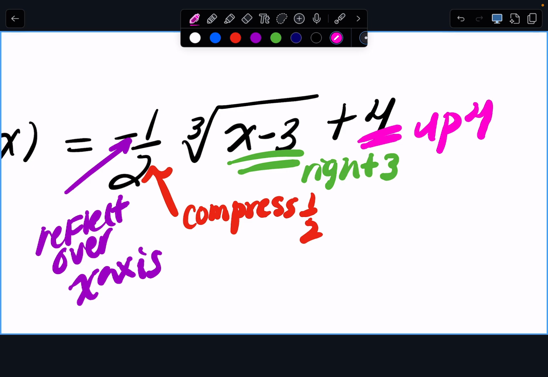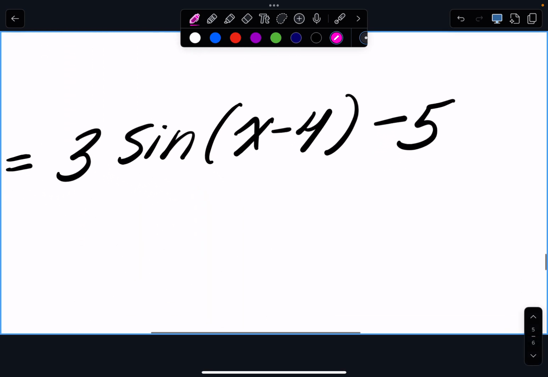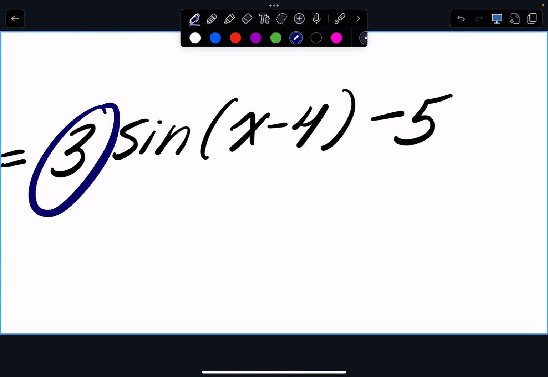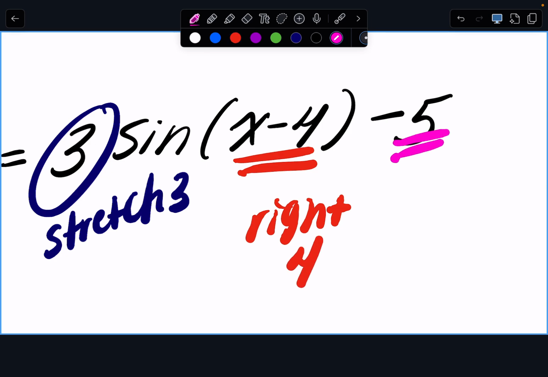Oh, I get it. So if it's negative, you're always... Say again? Yeah. So jump down, state the shift from the parent function here. What's this? Stretch 3. What's this? It said state the shift from the parent function. That's all it said. Right 4 and down 5. What's the sign for? That's the parent function. What do we do with that one? Nothing. It said state the shift from the parent function. No, so it doesn't matter.